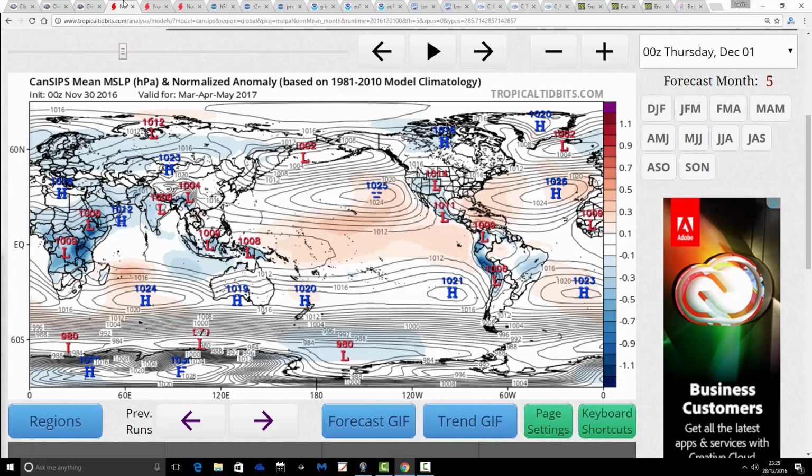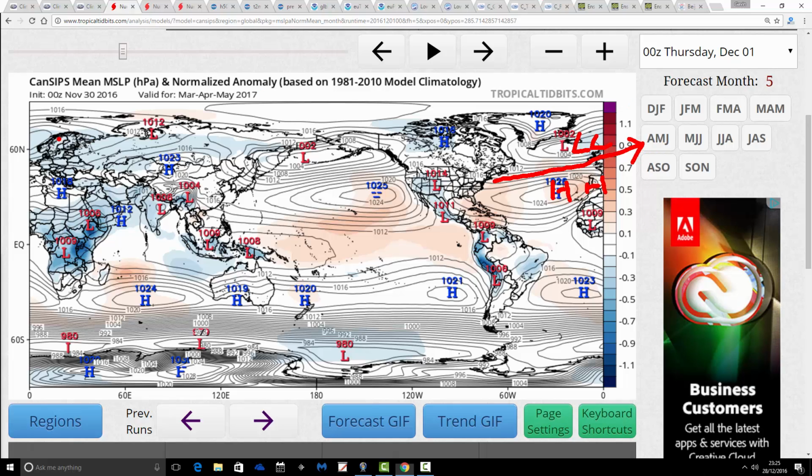We go north up to Canada next, and we have a look at CanSIPS. So this is from tropicaltidbits.com. You can find a link to Tropical Tidbits on the links page. This is mean sea level pressure anomaly, and again it looks quite Atlantic driven. We've got slightly below average heights to the north of the country. We've got above average heights around the Azores, extending up towards Spain, and probably just bringing the jet stream through rather like that.